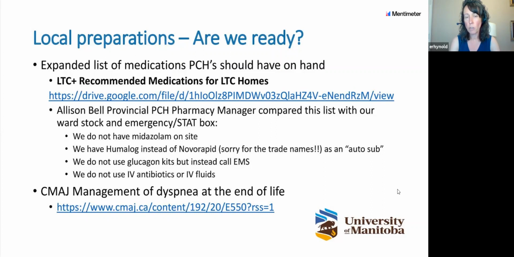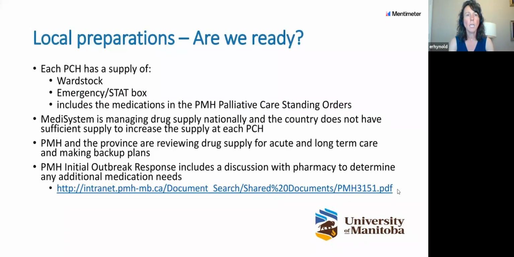Another summary of what you should have on hand was in the CMAJ management of dyspnea, and again, aligned very well with the medications that are in our palliative care order set, which are also in our ward stock and emergency stat box. So as I just said, each personal care home has a supply of ward stock and emergency stat box, and it includes all the PMH palliative care standing order medications.